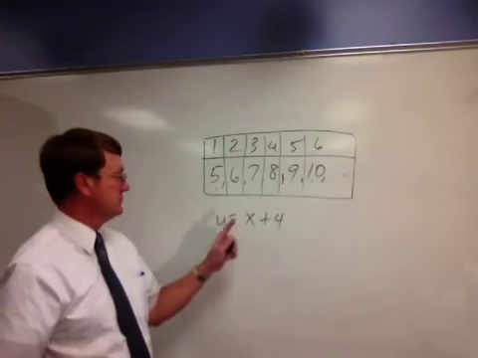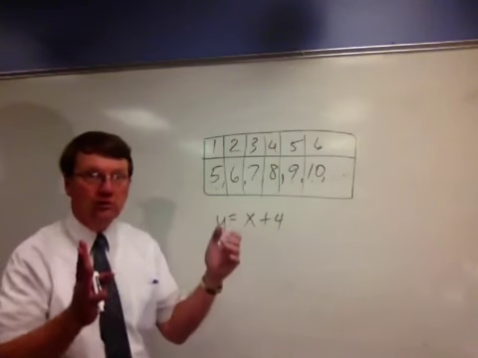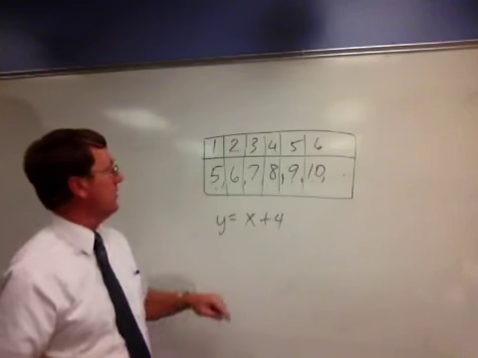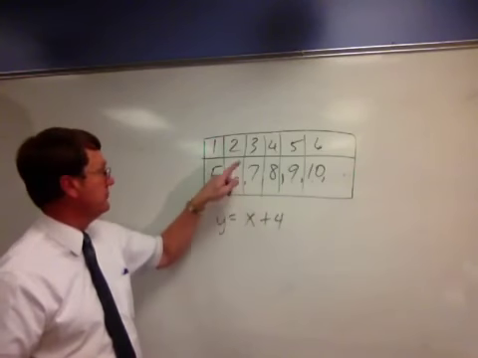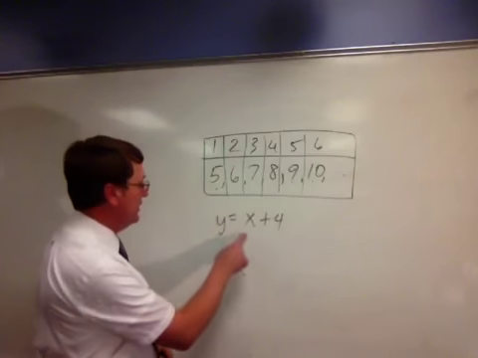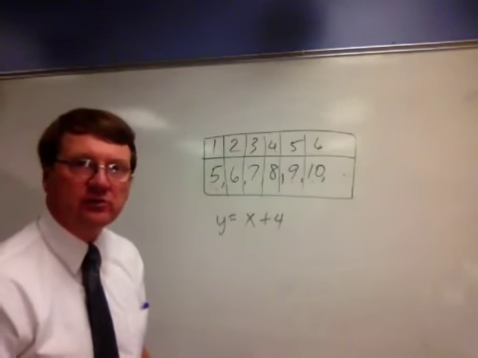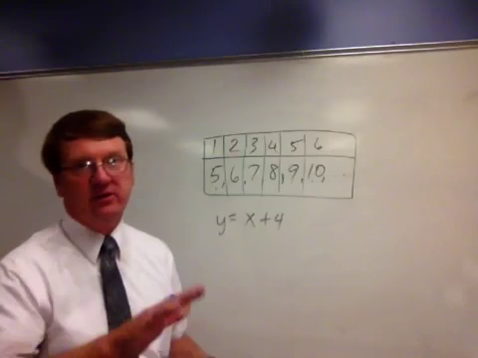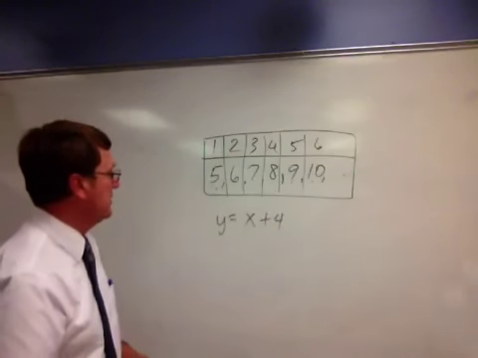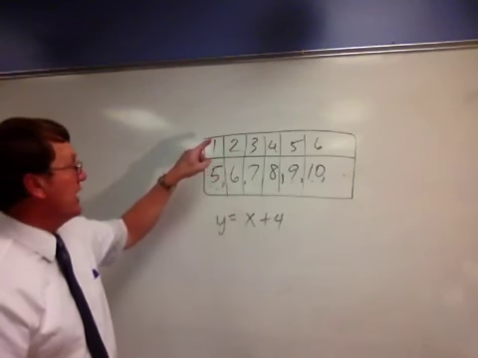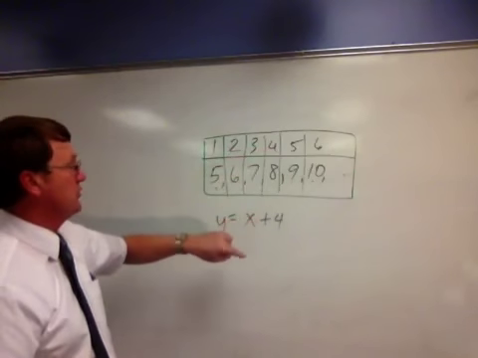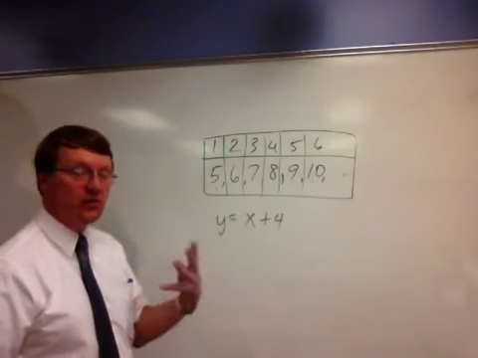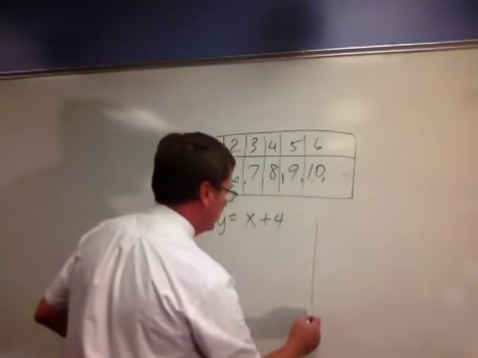Input, first number. Rule, add 4 to that number. 1, add 4. 2, add 4. 3, add 4. Input, output. In math terms, we call that the domain and the range. I'd rather call it input and output. This is a way to describe this pattern. Whatever number you start with, you always add 4. We can also graph that.